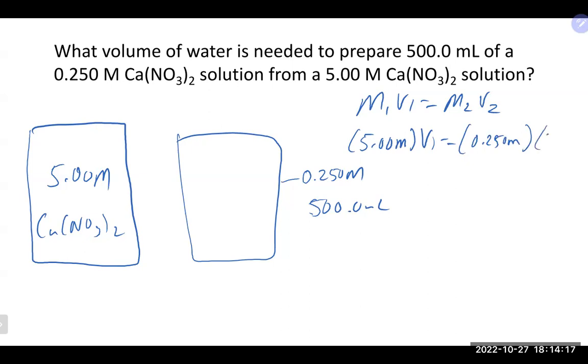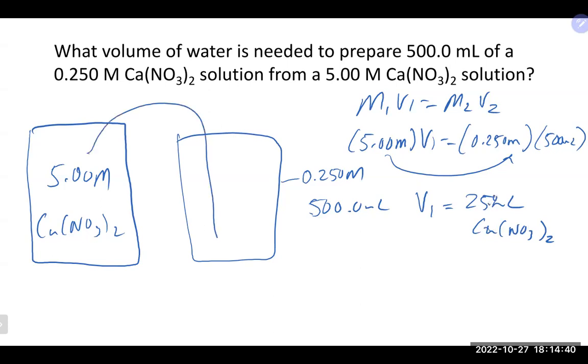And once again, I'm going to leave my units in milliliters. Dividing this to the other side, the molarities will cancel, and it does leave us in milliliters. And I believe we get 25 milliliters of our calcium nitrate. So that means, again, we would take out of this bottle about 25 milliliters.